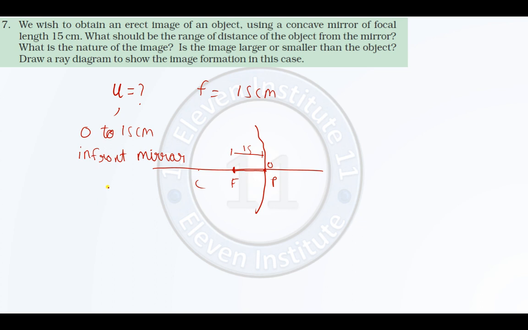Second, what is the nature of the image? See, definitely the nature of the image is virtual and erect. Right. It is already given in the question, erect image, and that will naturally be virtual. Is the image larger or smaller than the object? Definitely the image will be larger than the object. It will be formed on the other side of the mirror.